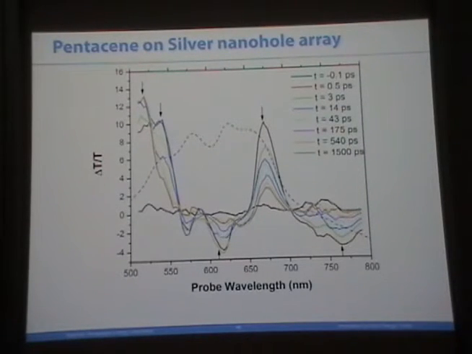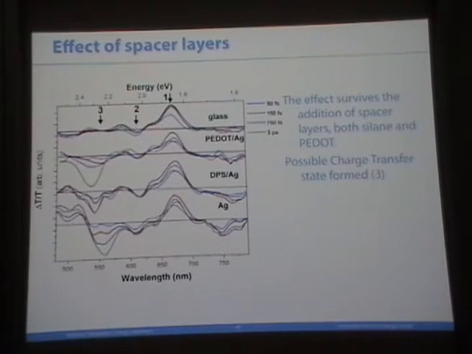But there's a lot of work to be done here, as you can imagine. And over here you can see another absorbance that is new that we cannot explain yet. But you can actually reproduce this effect, put spaces in between, so it's not just a direct contact with the silver that is causing this. So this is a silane on the silver, and you can still see the increased triplet being formed over here. So a little bit less, but it's still there. And when you use PDOT, it's also still there. So the effect survives that addition of the space layers.